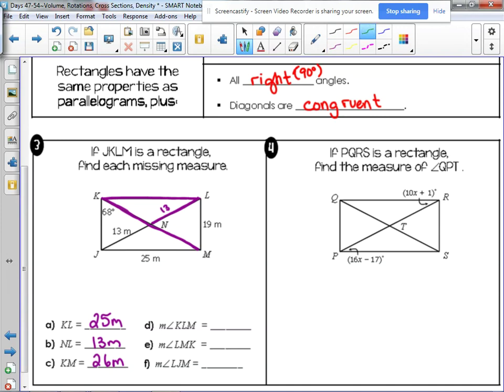Okay. Angles. Angle KLM. What's the measure? 90. All of our corners are 90 degrees. Okay. LMK, let me get another color here. LMK is 68, because that piece at K is 68, then the opposite, see how it's on opposite sides of the diagonal? It is also 68 degrees.